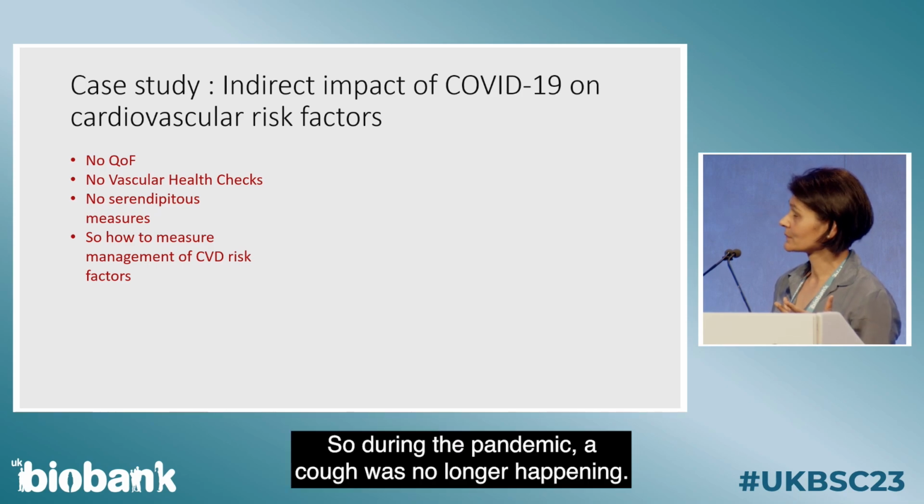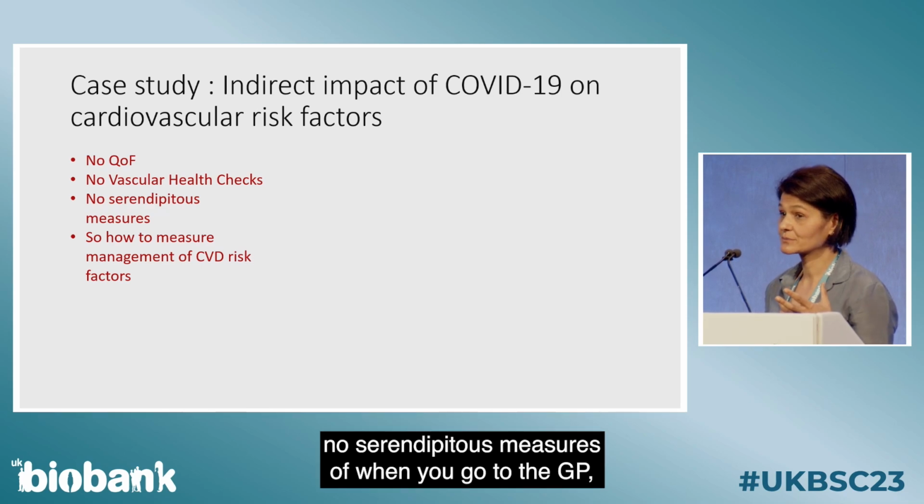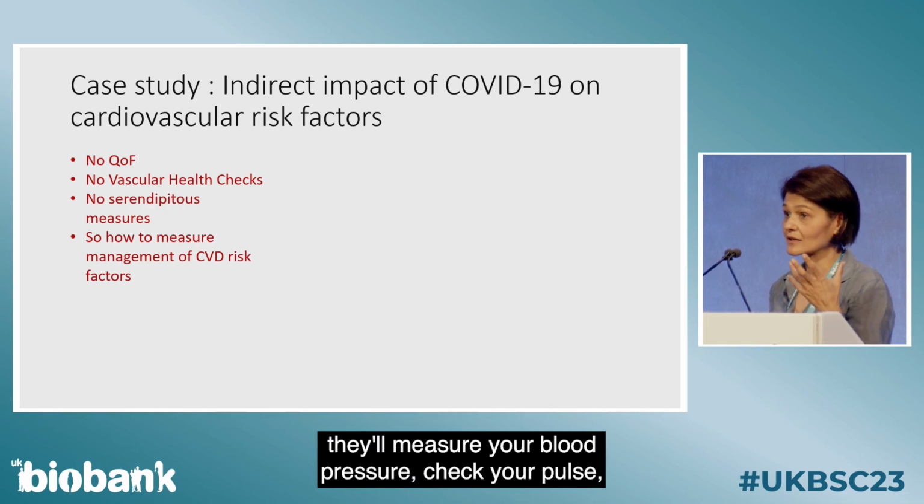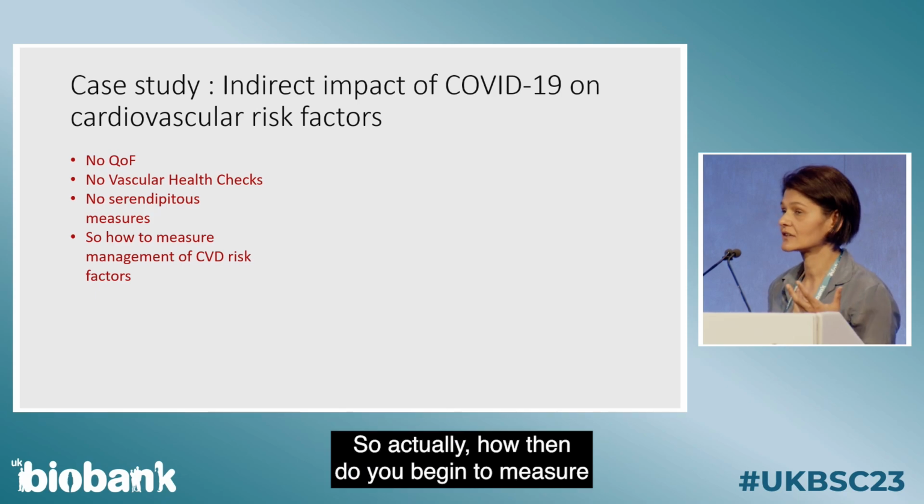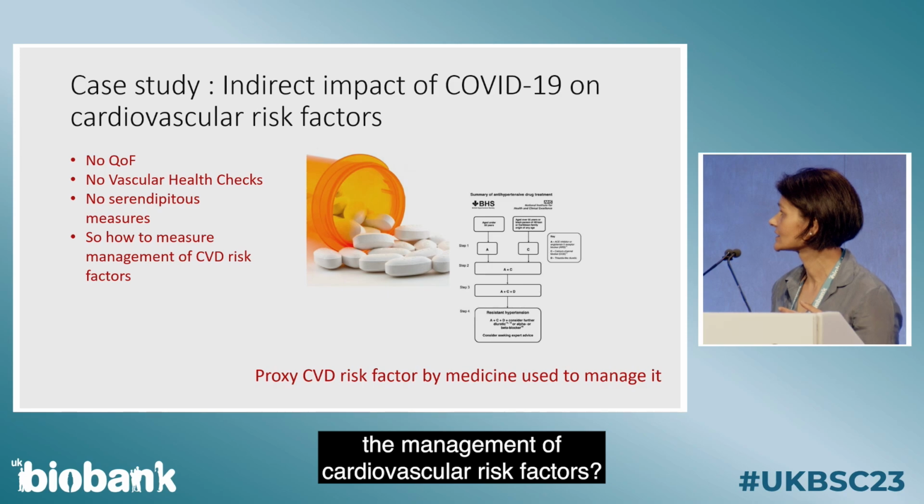So during the pandemic, QOF was no longer happening. There were no vascular health checks. There were no serendipitous measures of when you go to the GP, they'll measure your blood pressure, check your pulse, see if you've got AF. So actually, how then do you begin to measure the management of cardiovascular risk factors?